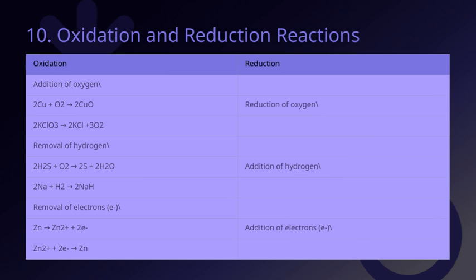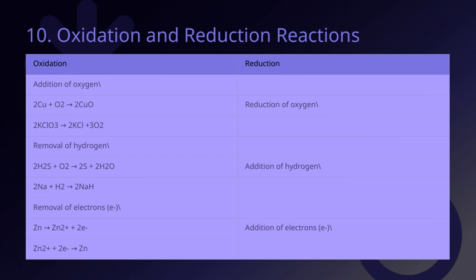Conversely, the addition of hydrogen, like in the reaction where sodium reacts with hydrogen gas to form sodium hydride, signifies reduction. Finally, let's discuss electron transfer, which is central to these reactions. When a substance loses electrons, it's oxidized, like zinc losing electrons to become zinc ions. Conversely, gaining electrons means reduction, zinc ions gaining electrons to revert back to metallic zinc.